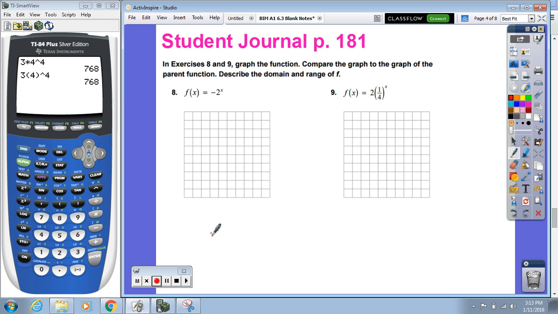All right, this one says to graph the function. It says compare the graph to the graph of the parent function and describe the domain and the range. So first of all, let me just show you the parent function. So when it says a parent function, the parent function of an exponential function is 2 to the x, or it can sometimes be 1/2 to the x. And we'll talk more about this in class, but just to get you started.